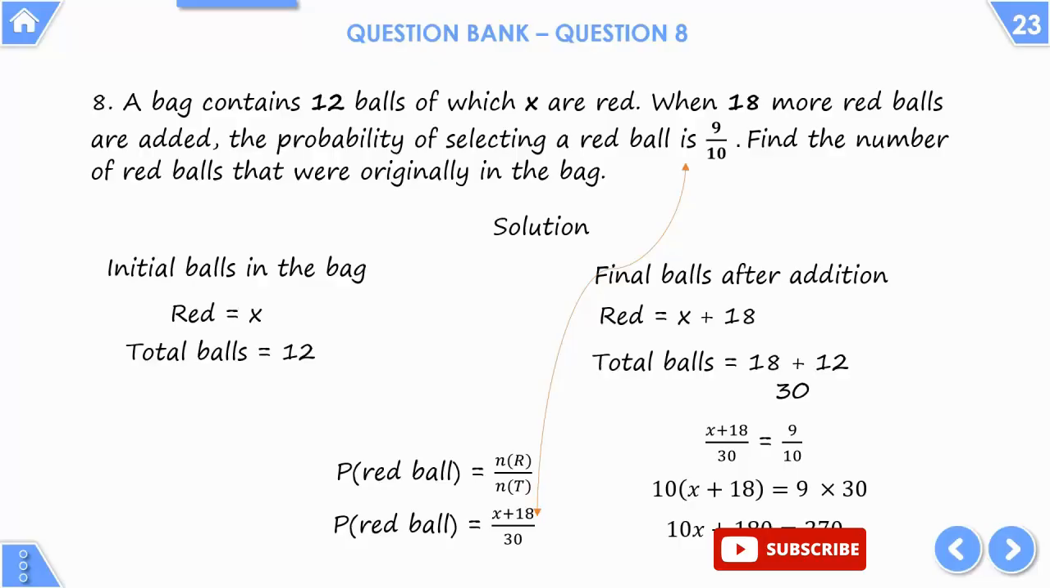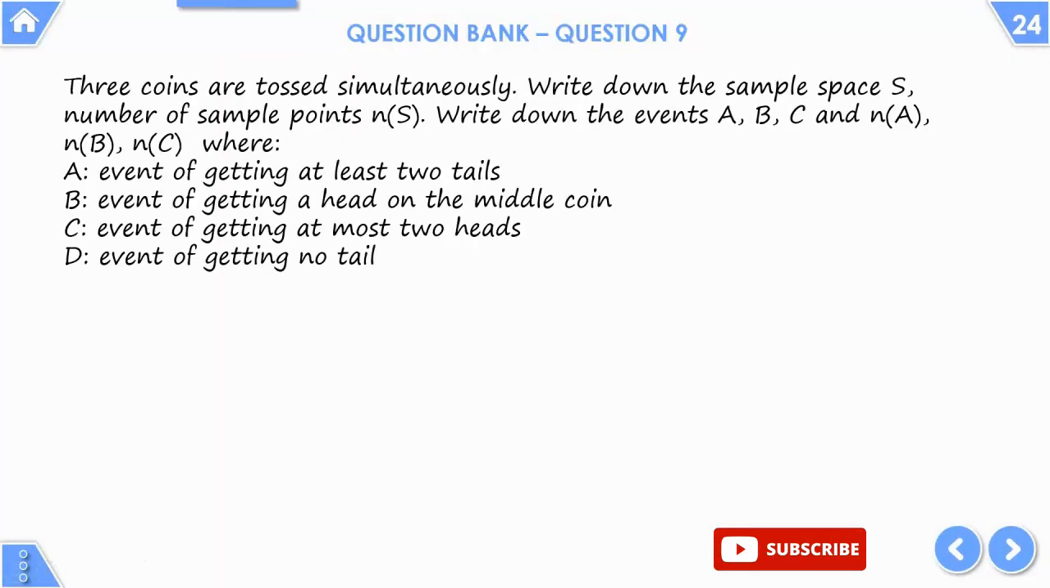And then 10x plus 180 is equal to 270. We group like terms to get this, and it becomes 10x is equal to 90. Then we divide both sides by 10, and we have x is equal to 9. So the number of red balls that were originally in the bag is 9. Those were the x balls we didn't find. Perfect. Move on to the last question.